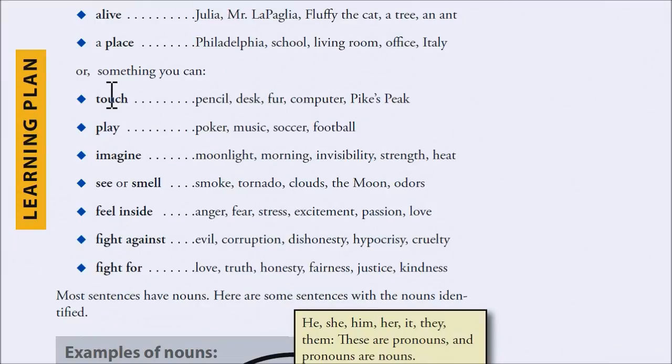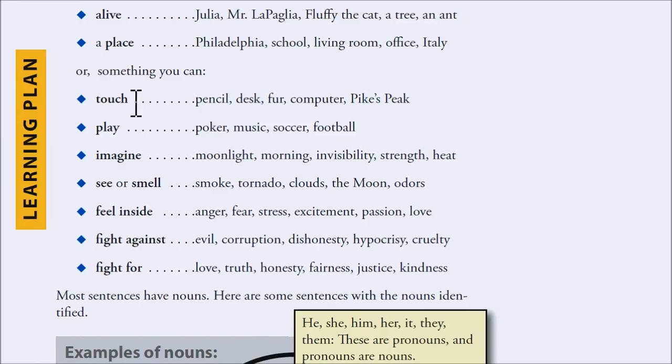If you can touch it, it's a noun. That's easy. So a pencil, a computer, Pikes Peak, those are all nouns. But here are some more things that you may never have really thought about. And these are more abstract. We're getting into what are called abstract nouns. Concrete nouns are nouns you can touch, like desk or water. Those are concrete nouns. But abstract nouns you really can't touch.